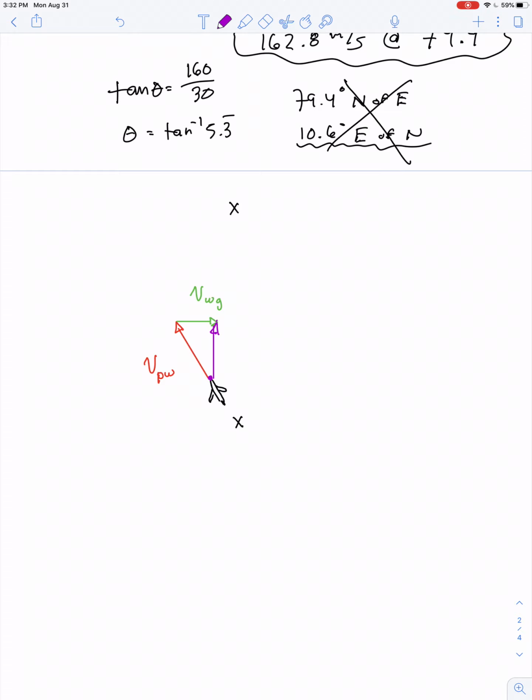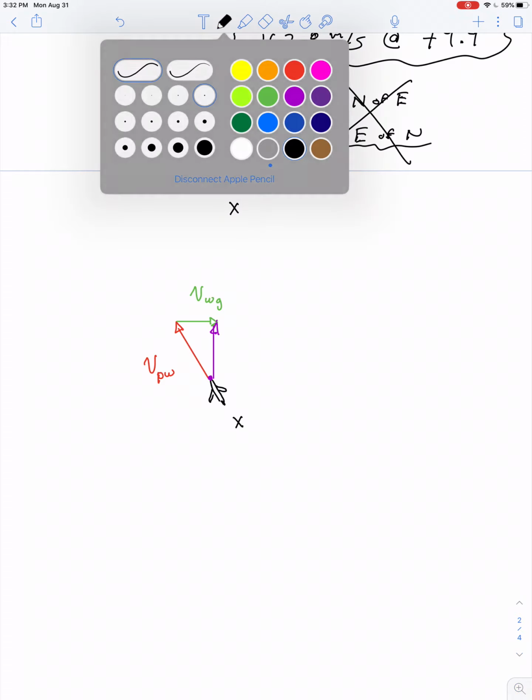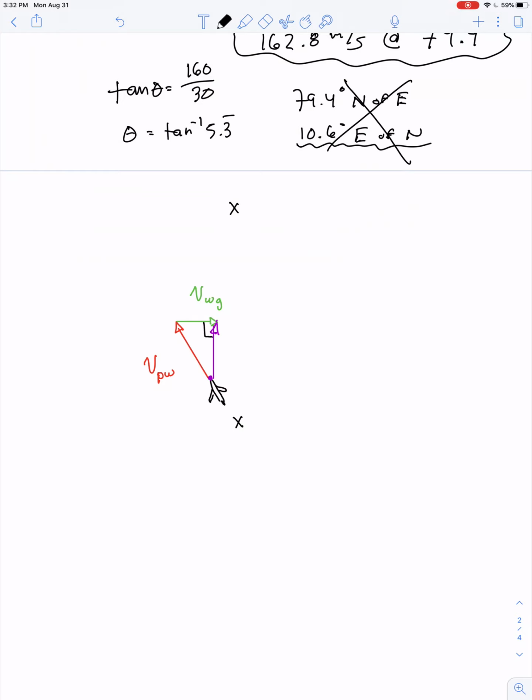Okay, so again, this actually does form a right triangle, but this time it's not the velocity of the plane with respect to the ground that forms the hypotenuse, it's the velocity of the plane with respect to the wind that makes our hypotenuse. So slightly different. Some people would be tempted to guess that this angle right here is the very same 10.6 degrees, but this time west of north instead of east of north. But it doesn't have that sort of symmetry to it. It might be close, but not exactly. So how do we do this one?